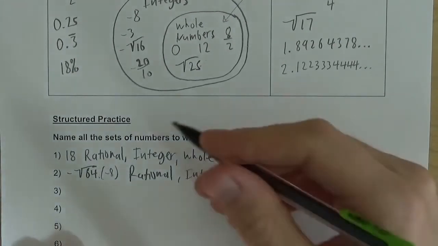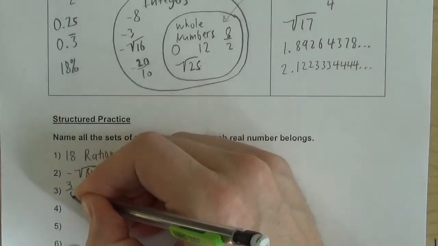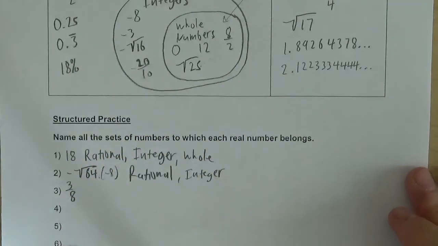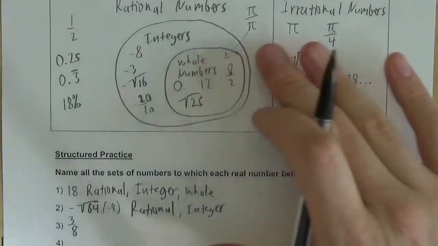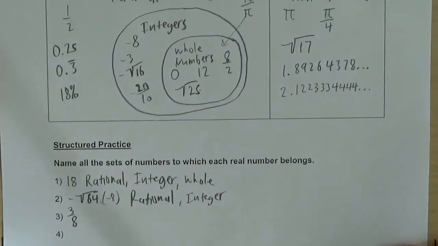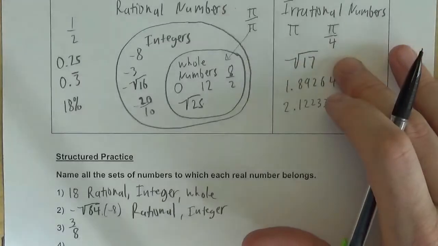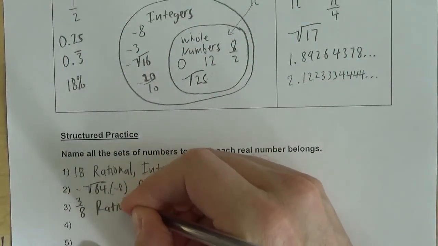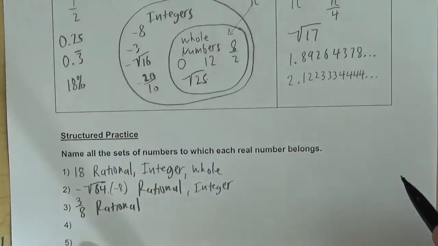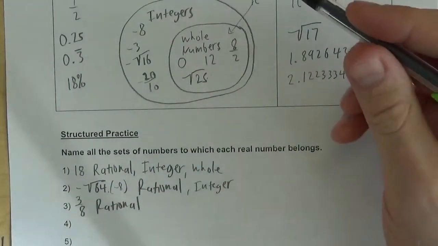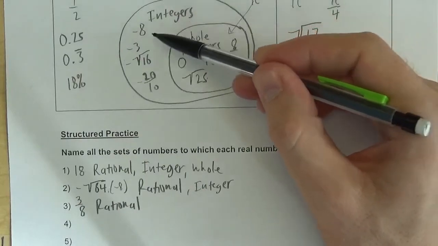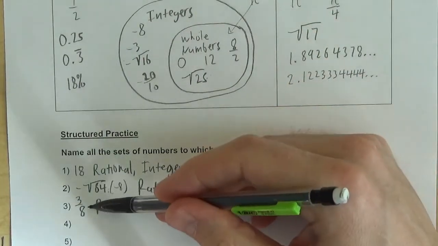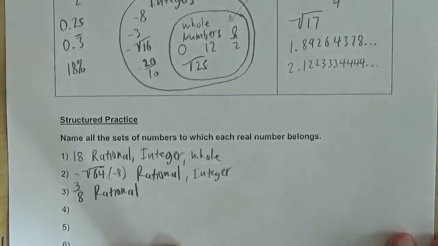So let's do like 3/8. Okay, 3/8. Is it rational or irrational? Well, it does not go on and on forever and not repeat. In fact, it's already written as a fraction, so we know it's got to be rational. Is it an integer? Is it a positive or negative whole number? No, it's not a whole number. It's a partial. It's not a whole, so it's just rational. So we just stop right there. There's no other classification for it, just rational.